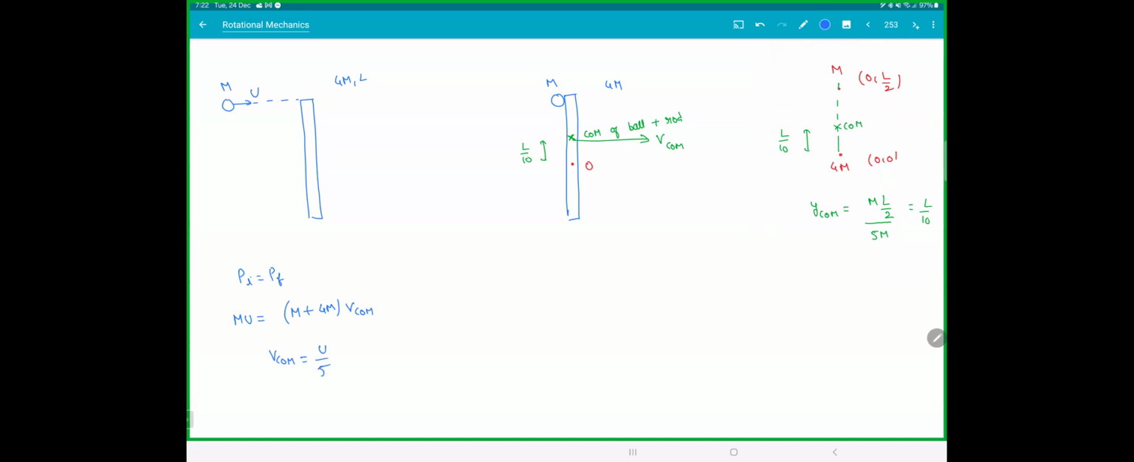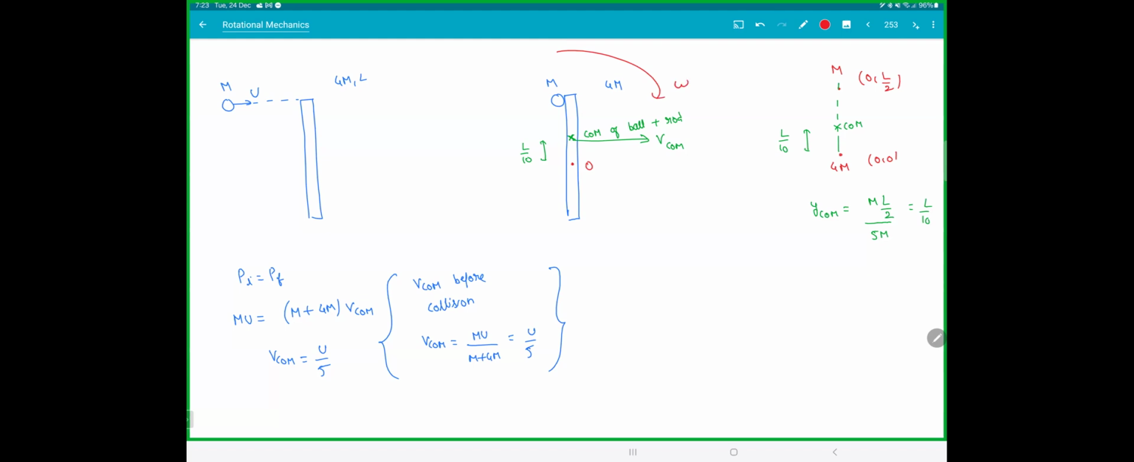Actually, even if you calculate V center of mass before collision, it was the same thing. How do you calculate V center of mass? M1 V1 plus M2 V2 by M1 plus M2. The V center of mass before collision would be M into U by M plus 4M. It is the same thing. Obviously, it should be the same because collision is an internal force. It is not affecting the center of mass. So before collision, after collision, doesn't matter. The center of mass is going with U by 5. But the center of mass is this point, not the center of the rod. And this whole setup is rotating with omega.